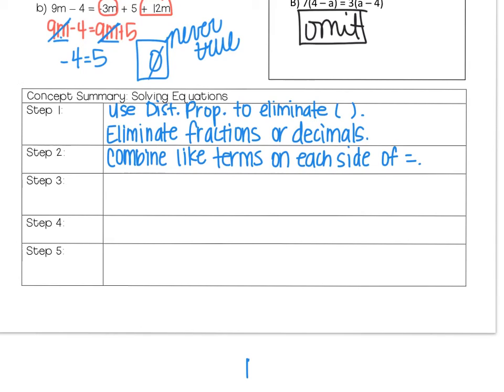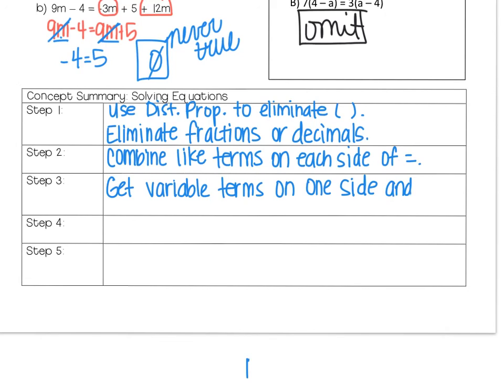Step number 3, use the properties of equality to get variable terms on one side and constants on the other. So get variable terms on one side. That's just the numbers with the variable, and constant term on the other. Constant terms are the numbers themselves.